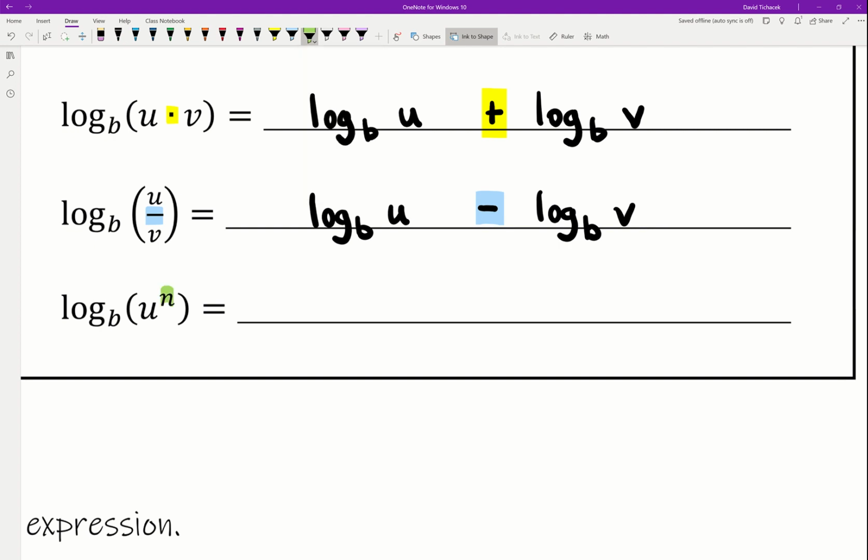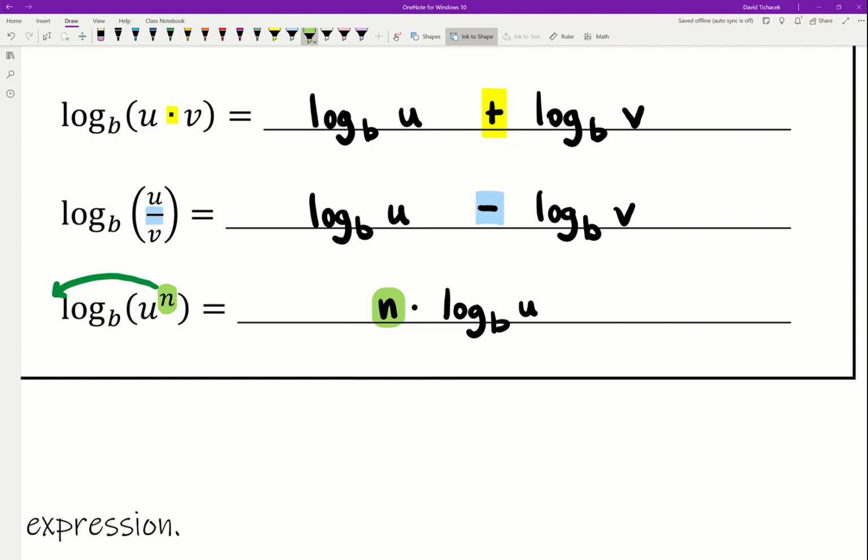What it basically allows us to do, and this is going to seem a little bit weird, is take that exponent and write it so that it's out in front of the log. And so that is something we could write as n times the log base b of u.